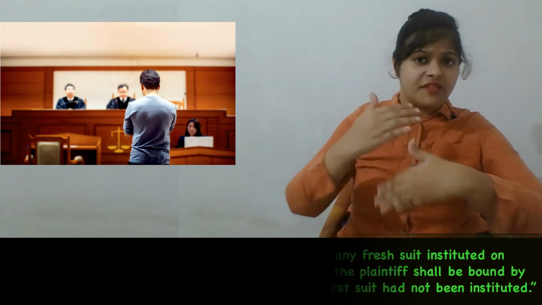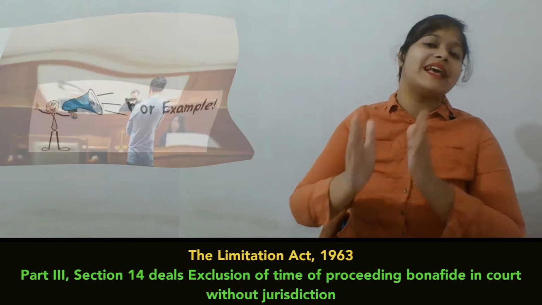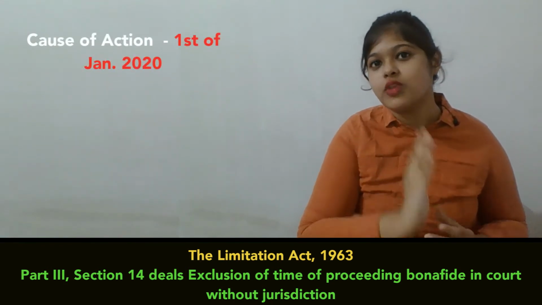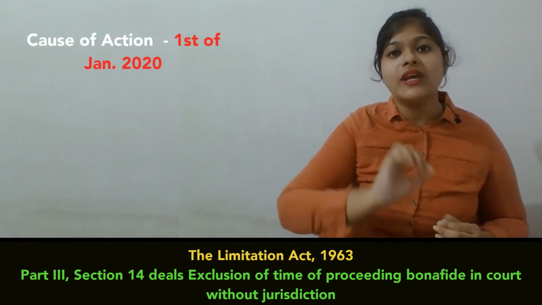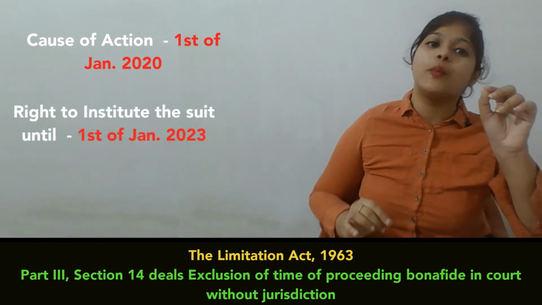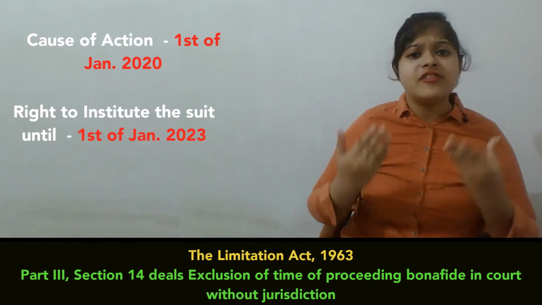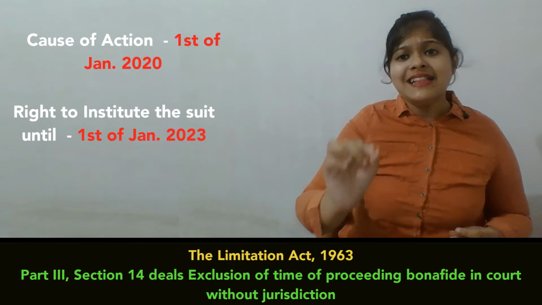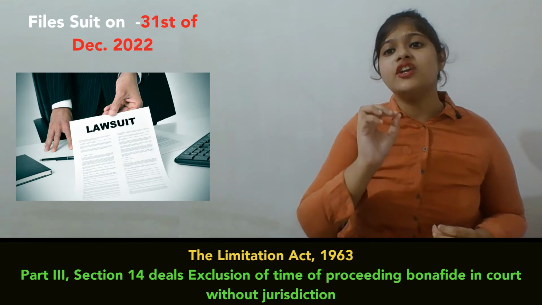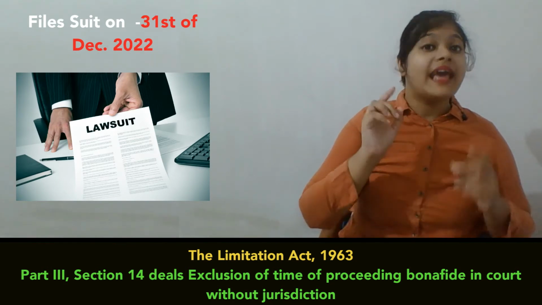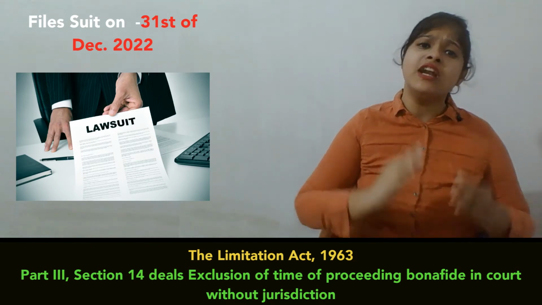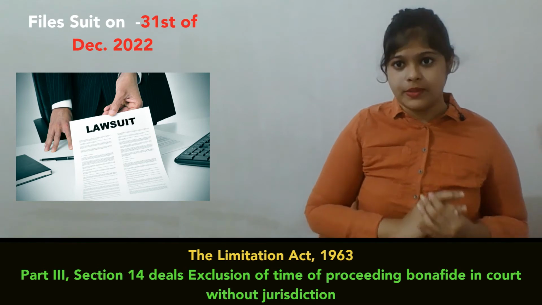Let's understand whatever we have learned about this with an example. Suppose the cause of action arises on 1st of January 2020. Then the right to institute a partition suit will expire on 1st of January 2023. However, an interested party to the suit, A, files a suit on 31st of December 2022 in the court with X jurisdiction, and he has good faith that X has the jurisdiction over that particular partition suit.